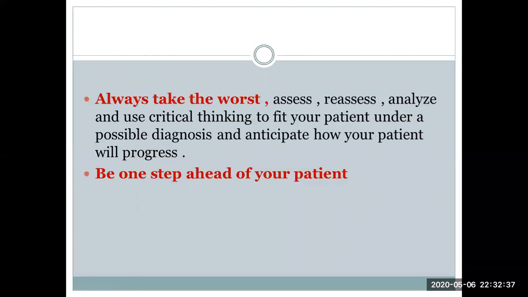Assess, reassess, analyze, and use critical thinking to fit your patient under possible diagnoses and anticipate how your patient will progress. If you have a sick-looking patient and you have a perfect gas, normal sugar, normal lactate, and a benign CBC and electrolytes, don't send the patient home. Keep him under your monitoring, reassess, and repeat the labs. Two hours after the first set of labs, you will see the numbers change. The patient will be coagulopathic, acidotic, hypoglycemic, or hyperglycemic. The whole picture will change.